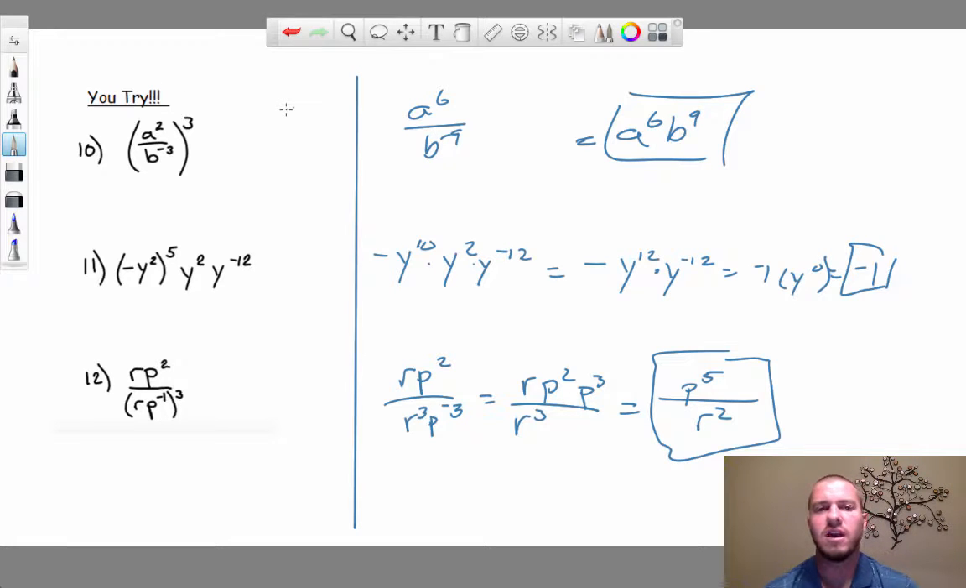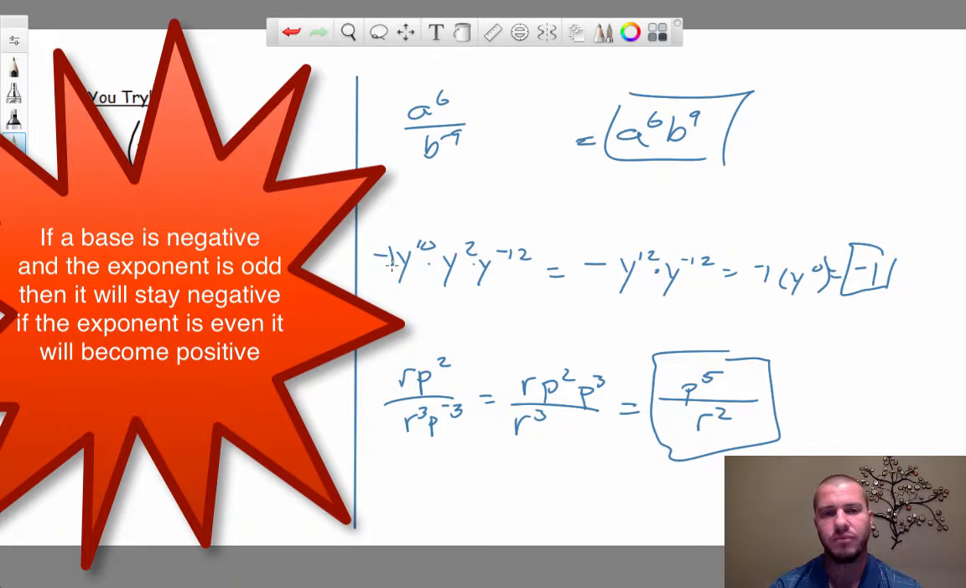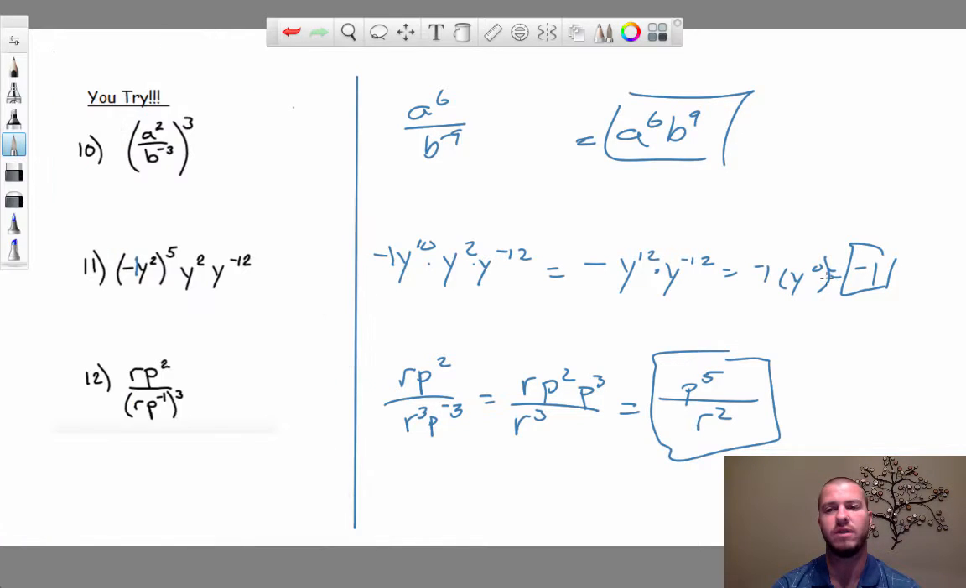Okay, so I have the answers here, and I showed you the work as well. Understand this one is really a negative 1 out in front, and when negative 1 is raised to the 5th, it's still a negative 1 because that exponent is odd. It stays a negative. So then this became y to the 10th, and then these two became y to the 12th, and you added 12 and negative 12, which becomes 0. So it's negative 1 times 1, which is negative 1.